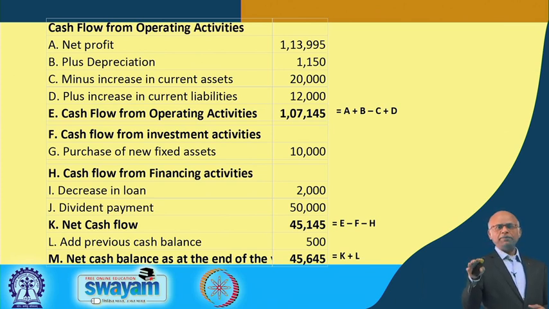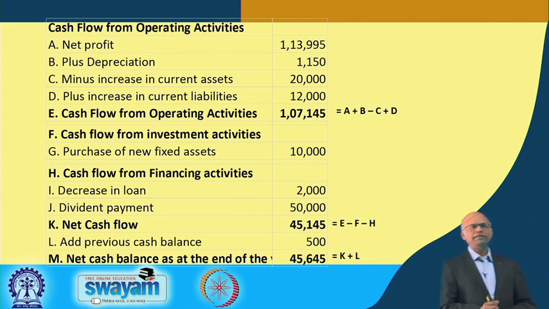I could have made a subtotal of the cash flow from investment activities, but because there was just one entry, I did not make a subtotal. But if you make a subtotal, you should give a sign, that means a negative sign. So, cash flow from investment activity is purchase of a new fixed asset, net is minus 10,000.